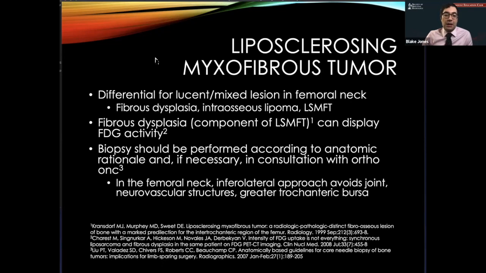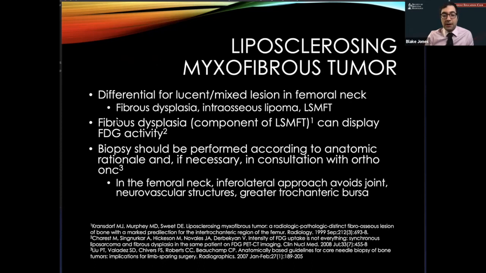In the femoral neck, this inferolateral approach avoids contaminating the joint. This is usually more relevant for primary bone tumors than it is for metastases, but still, to have something to guide you is always useful. So it avoids contaminating the joint with tumor, also avoids the neurovascular structures, which can complicate either the posterior or anterior approach depending on the position, as well as the greater trochanteric bursa, which can cause the patient a fair bit of pain if you violate that.